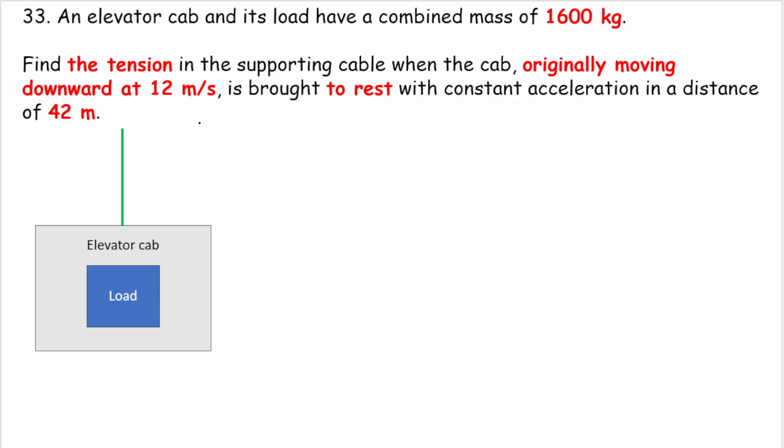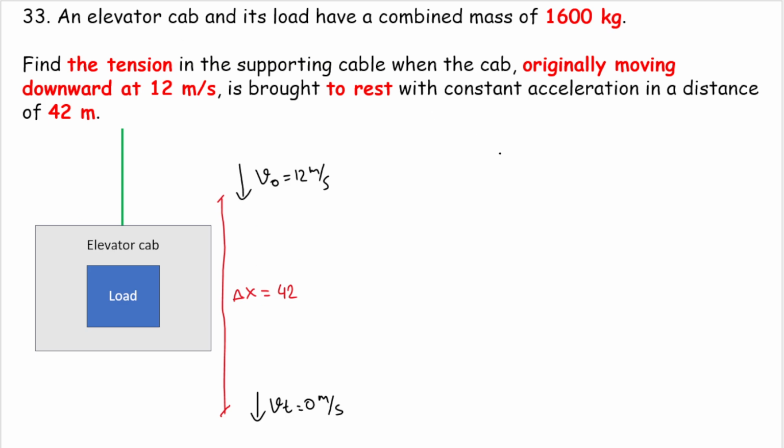Initially this elevator is moving downward with a speed of 12 meters per second. Then it will be stopped, so the final velocity will be 0 meters per second, because it is stopped, right? And the distance between the initial position and the stopping position is delta x, which is 42 meters. I think we can use kinematics to calculate the acceleration here.